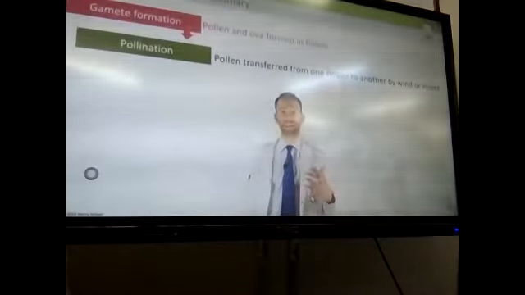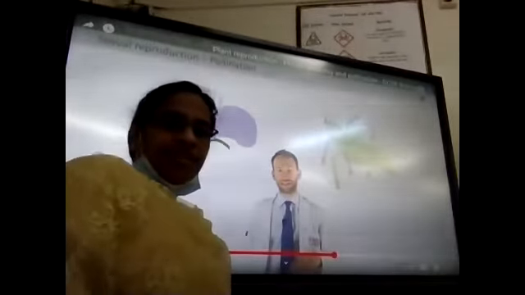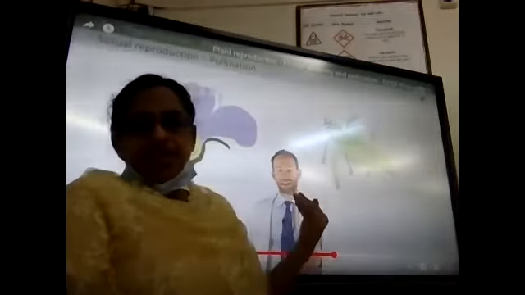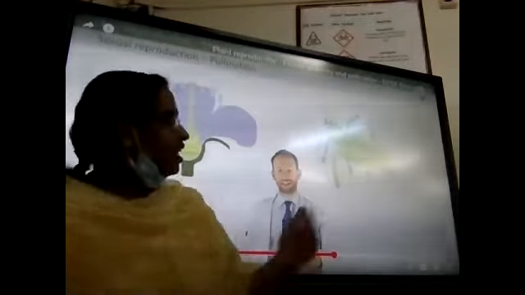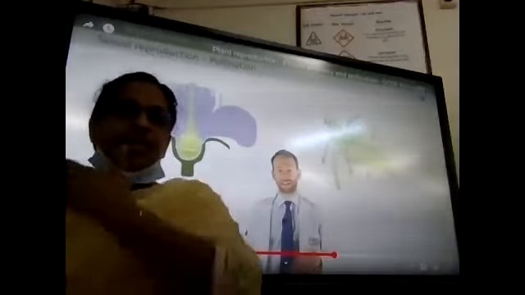Can you see it properly? This is also another flower. So here you can see this anther is hanging down. Did you see the anther and filament? It is hanging down. So this is by wind, because when the wind comes, it can take the pollens from the anther and then it can carry it away.